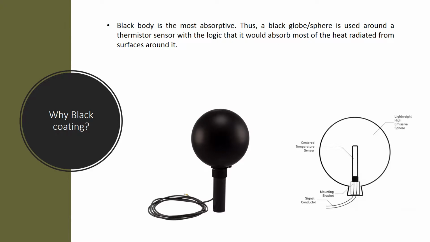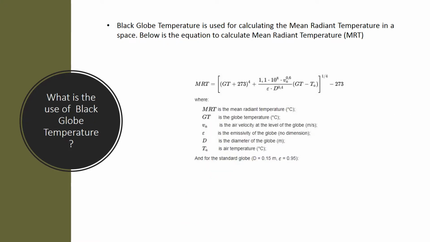A black body is the most absorptive. Thus, a black globe or sphere is used around a thermistor sensor with the logic that it would absorb most of the heat radiated from the surfaces around it. The black globe temperature is used for calculating the mean radiant temperature in a space. Below is the equation to calculate mean radiant temperature. The Gt in the mean radiant temperature equation is the globe temperature that will be measured by the sensor that I have designed.